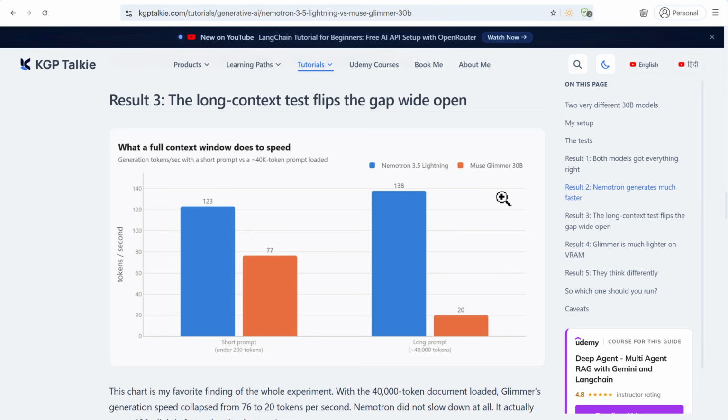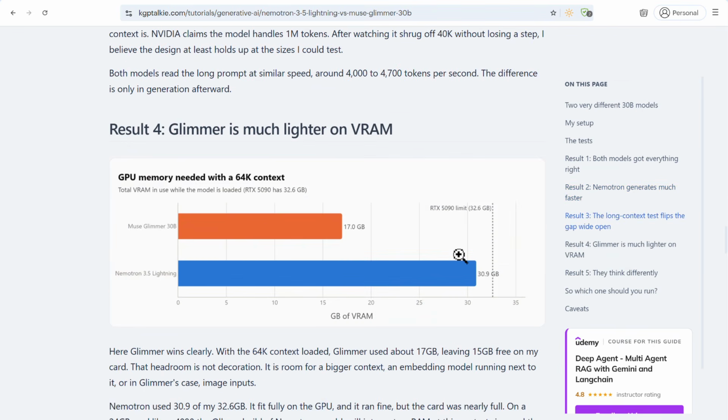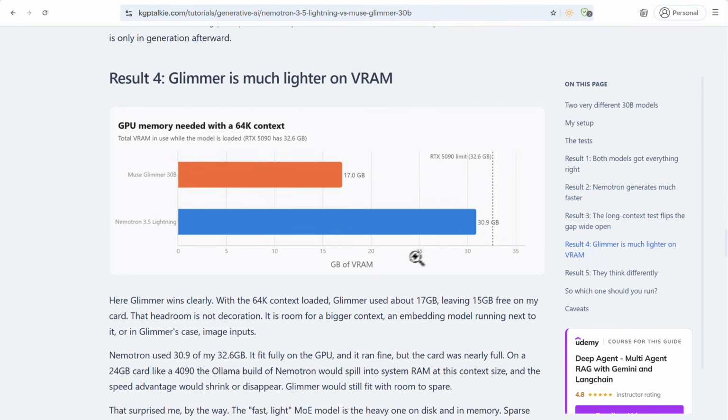Muse Glimmer uses standard KV cache technique where as context increases, KV cache increases. That means it is going to take more time. Because of that, you can see as tokens increased, overall speed of the Muse Glimmer got reduced. So this part is very important for you to understand how context window affects the generation speed. All right. Apart from that, one more thing you will notice here.